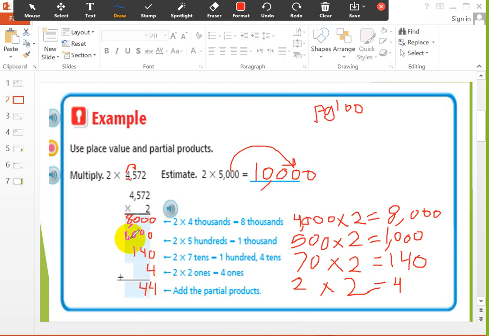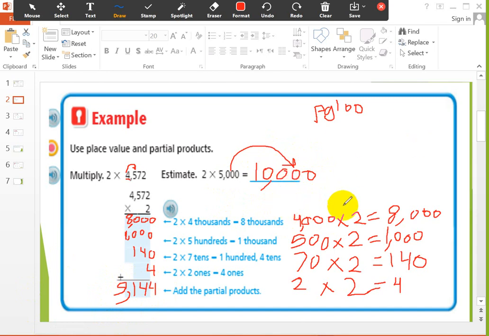Now, 0 plus 0 equals 0. 0 plus 1 equals 1. So I write 1 in the hundreds. Now, 8 plus 1 equals what? 8 plus 1 equals 9. So I write 9 in the thousands digit, and don't forget the comma. So look, the final answer right here, 9,144, and the final answer is close to the estimation 10,000. That means my answer is correct.